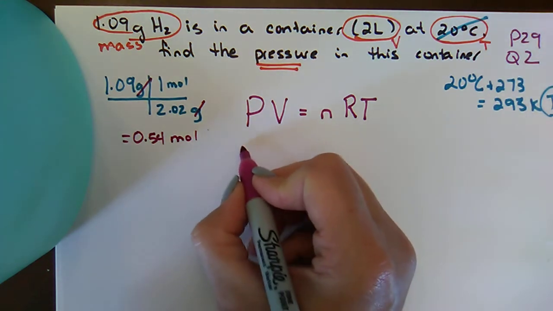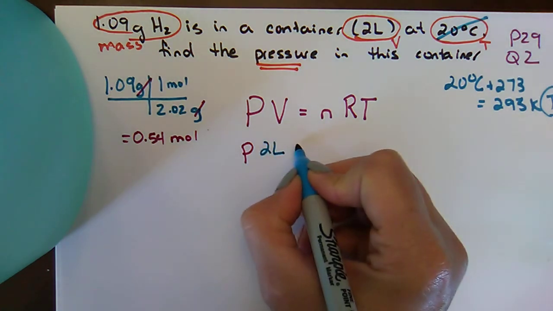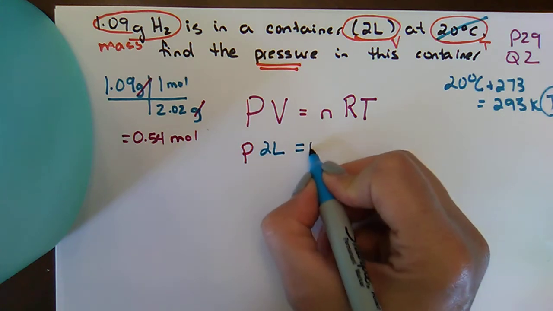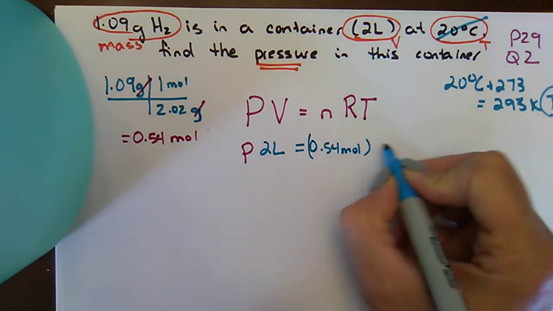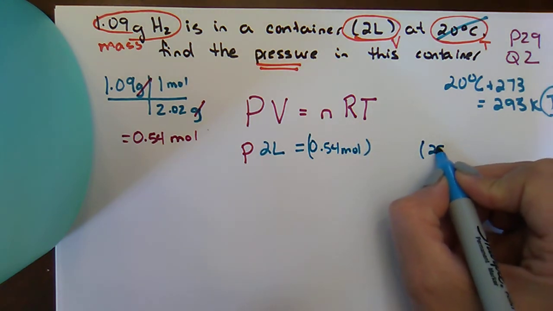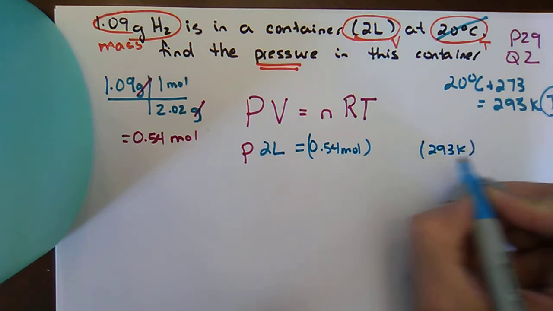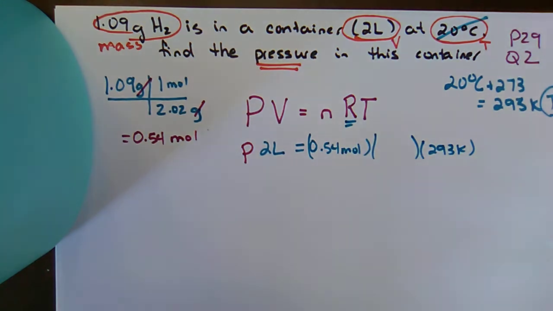So we're looking for pressure. We have a volume of 2 liters. We have the number of moles as being 0.54 moles. R we still have to pick, and the value for temperature is going to be 293 kelvins. Now, how do I pick a value for R? Well, it depends on what you want your units for pressure to come out into.